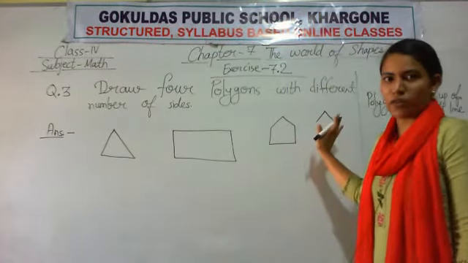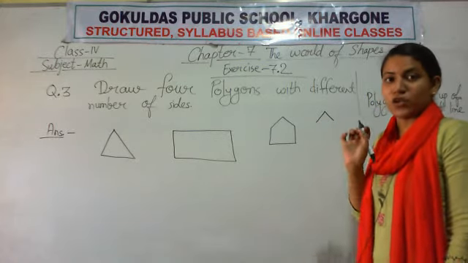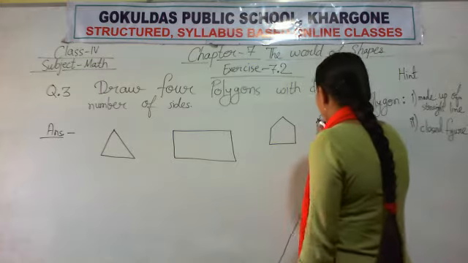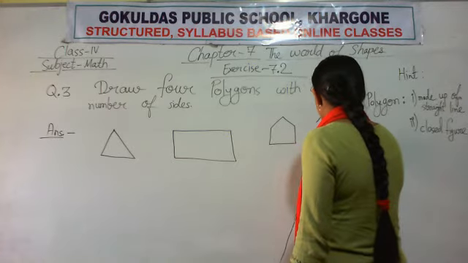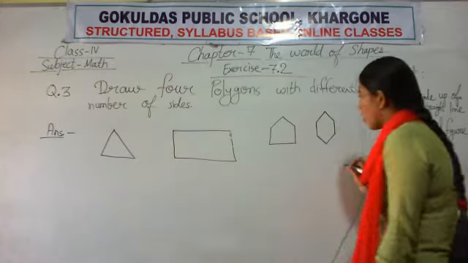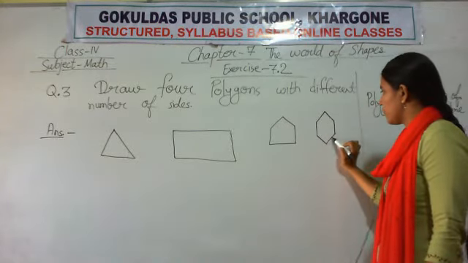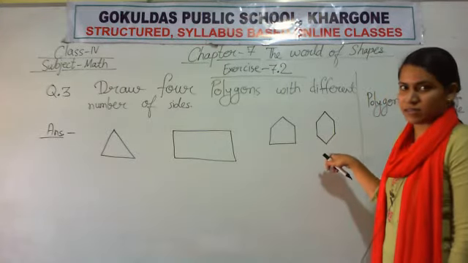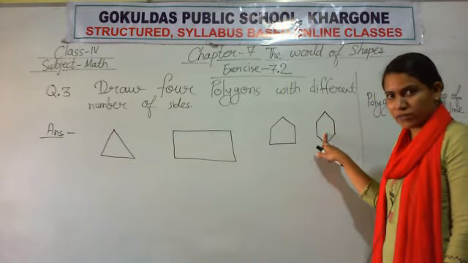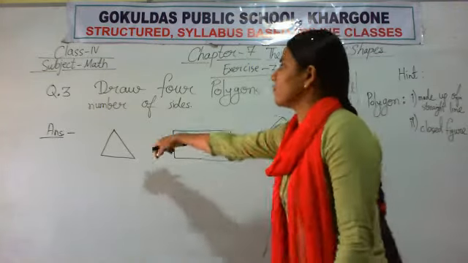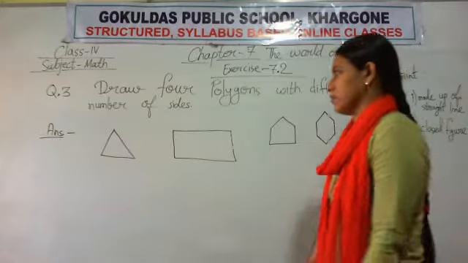I am making all the figures by hand, but you need to use a ruler properly. Straight lines must be there in your copy. Now how many lines? 1, 2, 3, 4, 5, 6 lines are there. So 6 straight lines and a closed curve. It means it is a polygon. So 1, 2, 3, 4 polygons I have drawn.